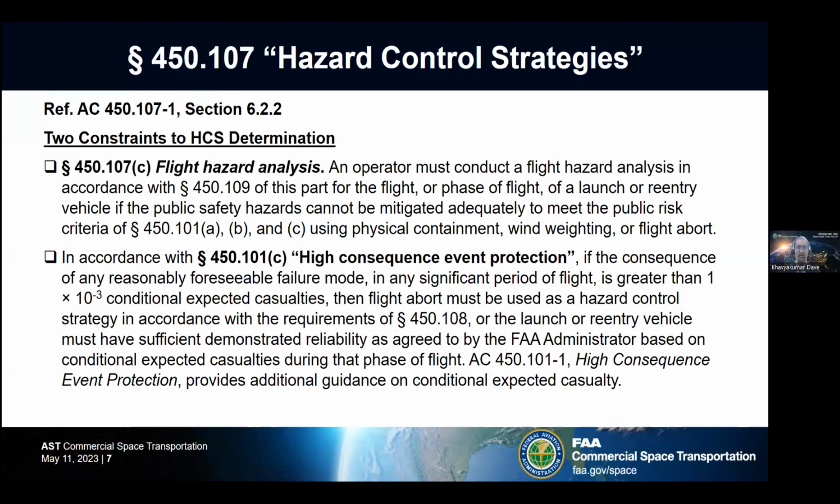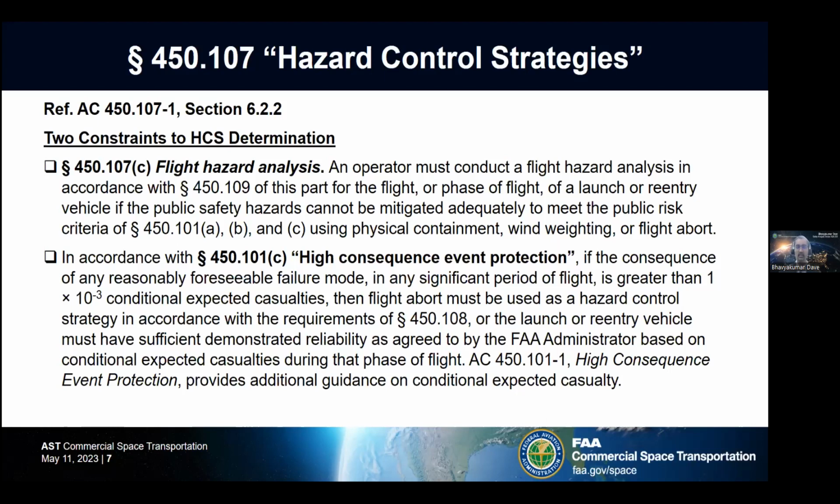The first is that as per 450-107C, in a situation where the applicant is looking to utilize either physical containment, wind weighting, or the flight abort hazard control strategy, but the applicant is not able to demonstrate that the public safety hazards are adequately mitigated to meet the public risk criteria for 101A, B, and C, then in that case, 107C explicitly requires that the applicant must conduct a flight hazard analysis per 109 for either the entire flight or that particular phase of flight as needed to assure public safety.